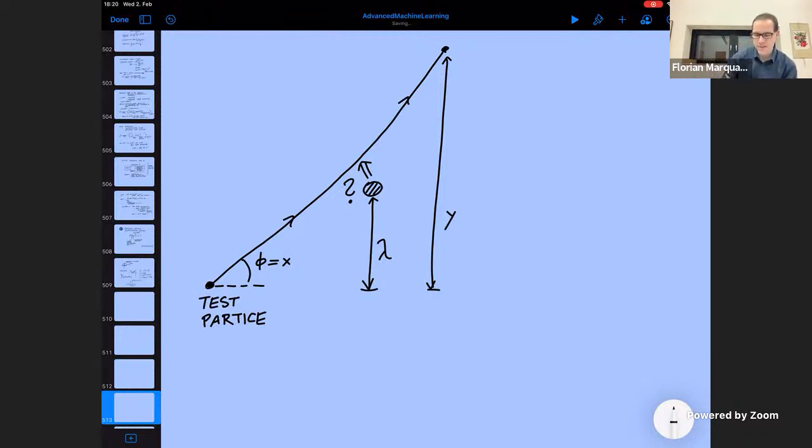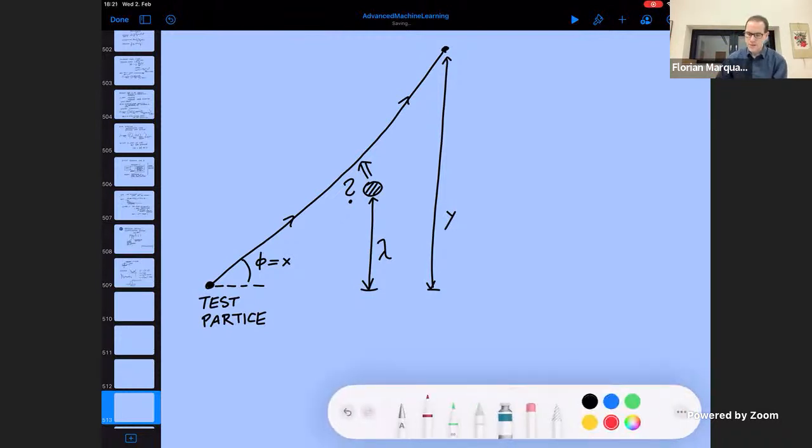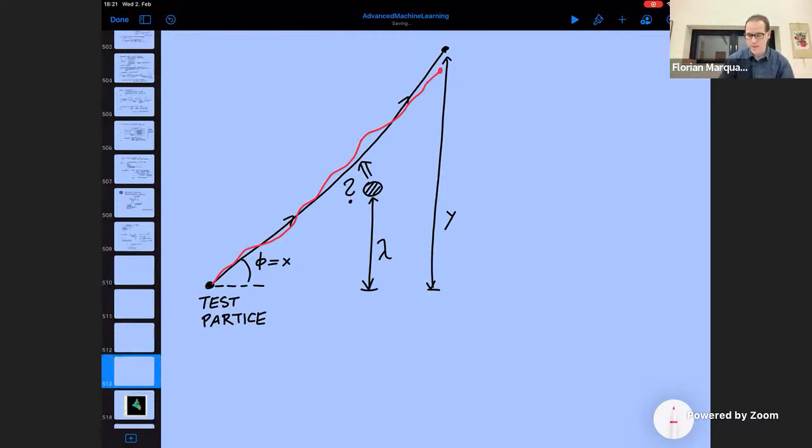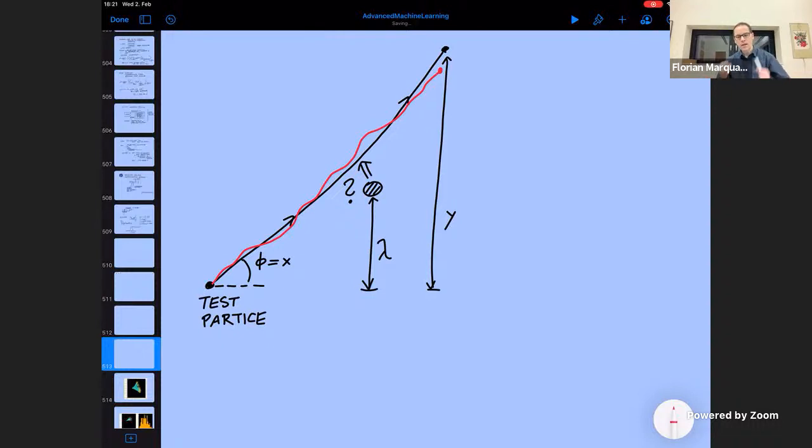But I decided to make things more interesting, and I just imagine that there's a fluctuating force acting on my test particle. So the real trajectory is a little bit fluctuating, and maybe then it ends up at a different spot. And every time I run the experiment, it will end up at a different spot. So we'll eventually get a probability distribution, and that defines my model of the conditional probability for a given measurement result given x and lambda.